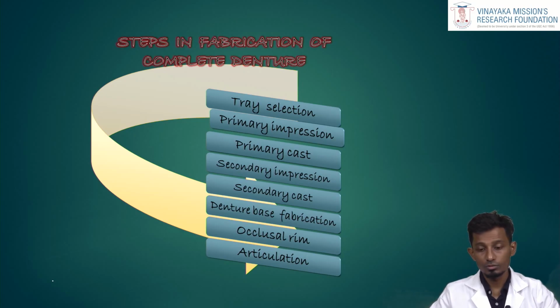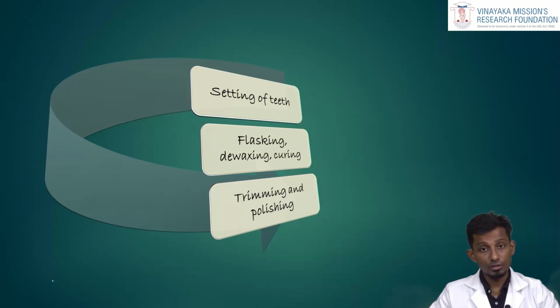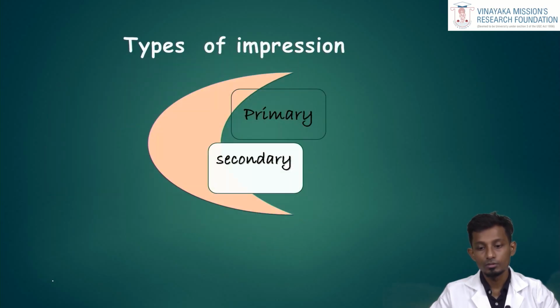So as an overview, we have to start with the tray selection, then comes the primary impression, then the primary cast, then comes the secondary impression, then secondary cast, also called the master cast. Then a denture base is fabricated, followed by an occlusal rim, which is then articulated. After that, the processing lab procedures will be done, which is the setting of teeth, flasking, dewaxing, curing, trimming and polishing.